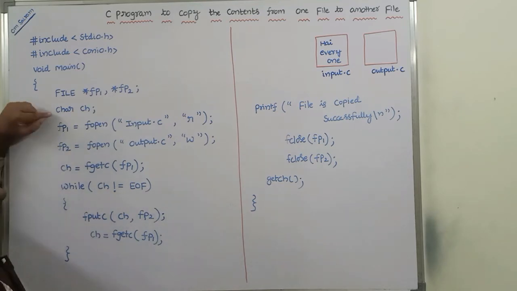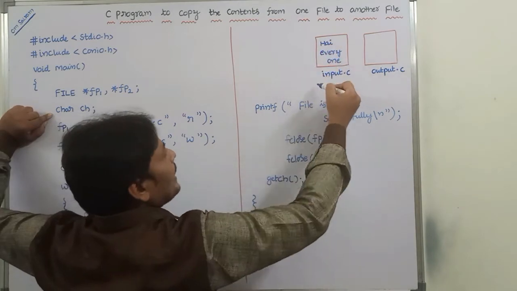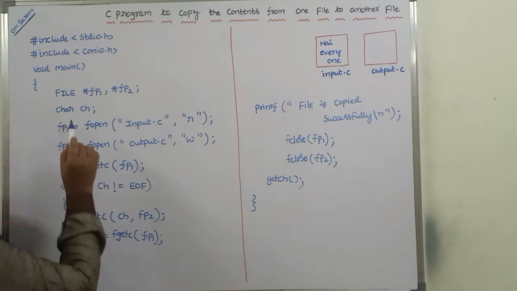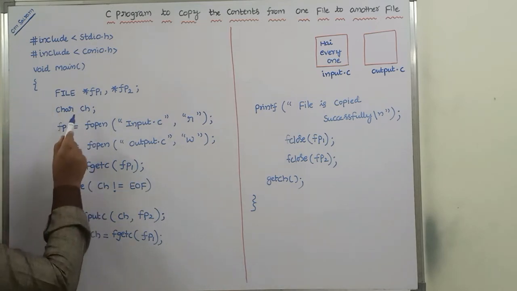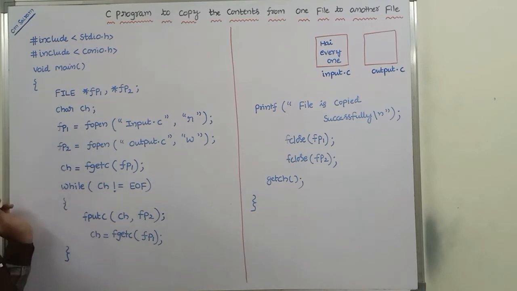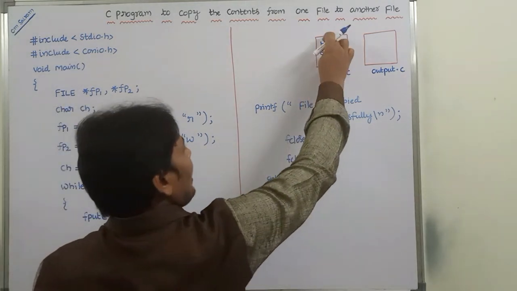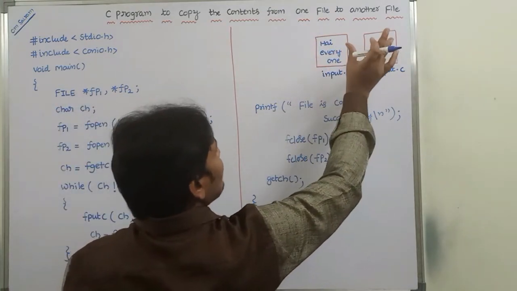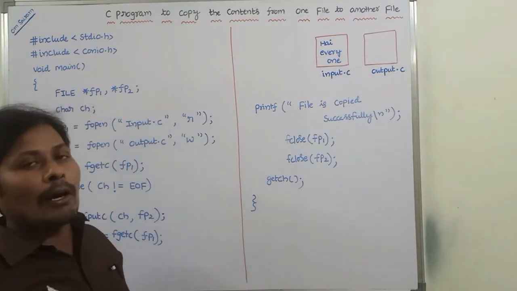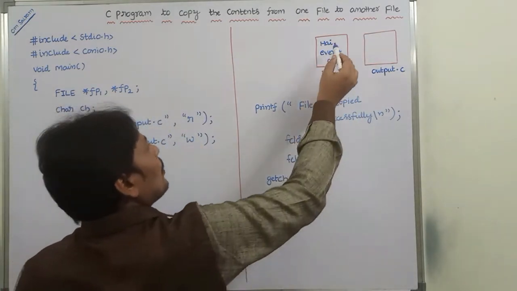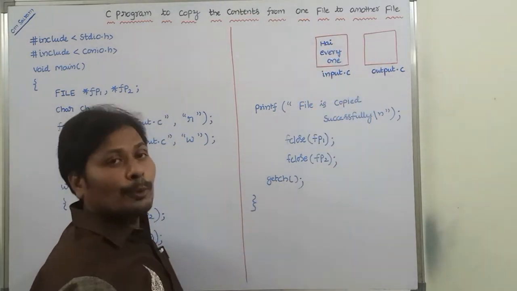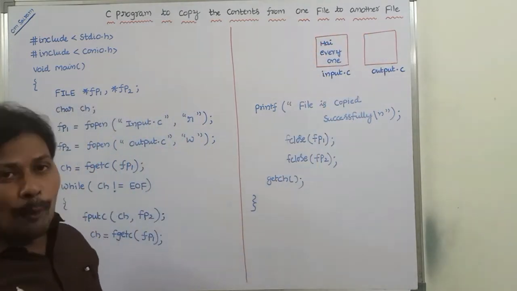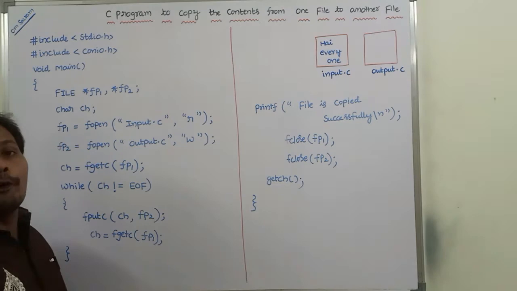Next, here we have to read the data from input.c file character by character, so we have to create one variable, that is ch. Its data type is character. Now we want to read the information within the input.c file. After reading, that information is written into the output.c file. So this file is opened in read mode by using the fopen function.